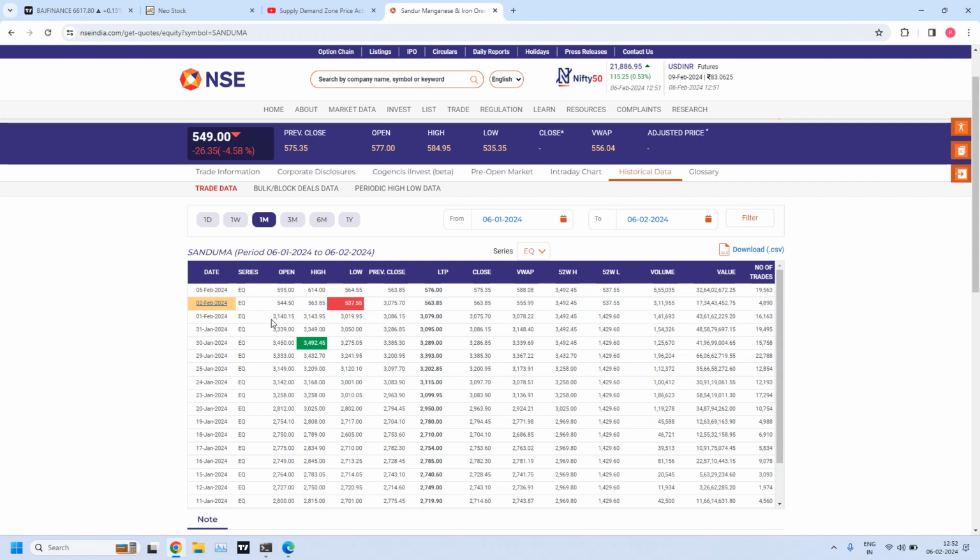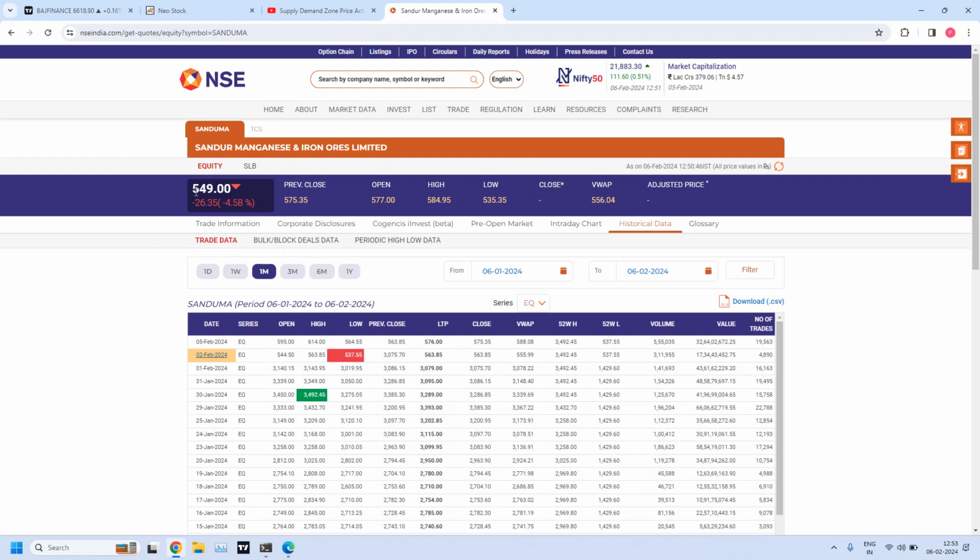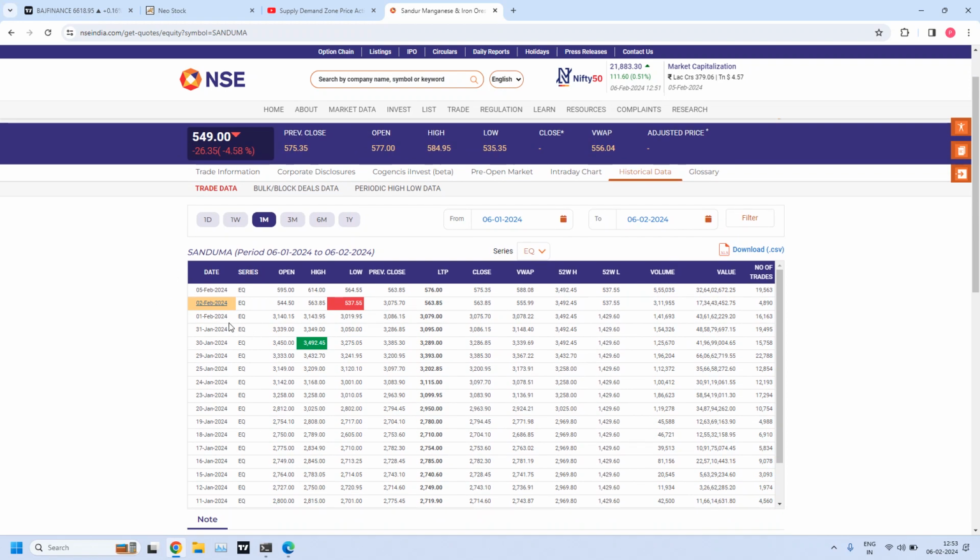Now look into the open price on 1st February. It is 3,140 rupees. Look into the data on 2nd February. It is 544 rupees. 5th February, 595 rupees. And today's data, 549 rupees. But what is the data on 1st February? 3,143 rupees 95 paisa. See the closing price. The closing price is 3,075 rupees 70 paisa.